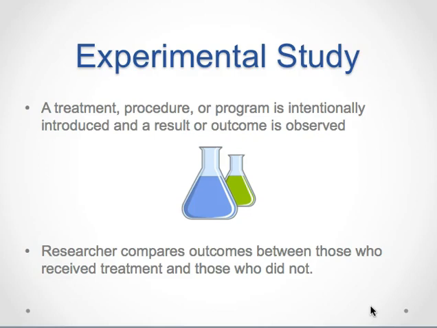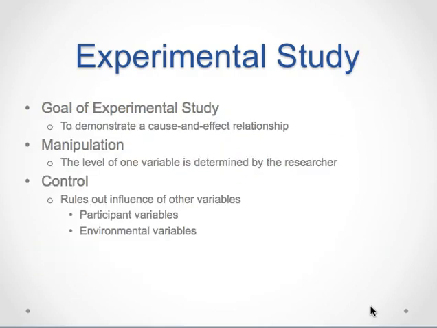Researchers compare results between those who received the treatment and those who did not. Any study that demonstrates cause is called an experiment. To demonstrate cause, though, an experiment must follow strict procedures to make sure that all other possible causes are eliminated or highly unlikely. So researchers must control the conditions under which observations are made in order to isolate cause and effect relationships.